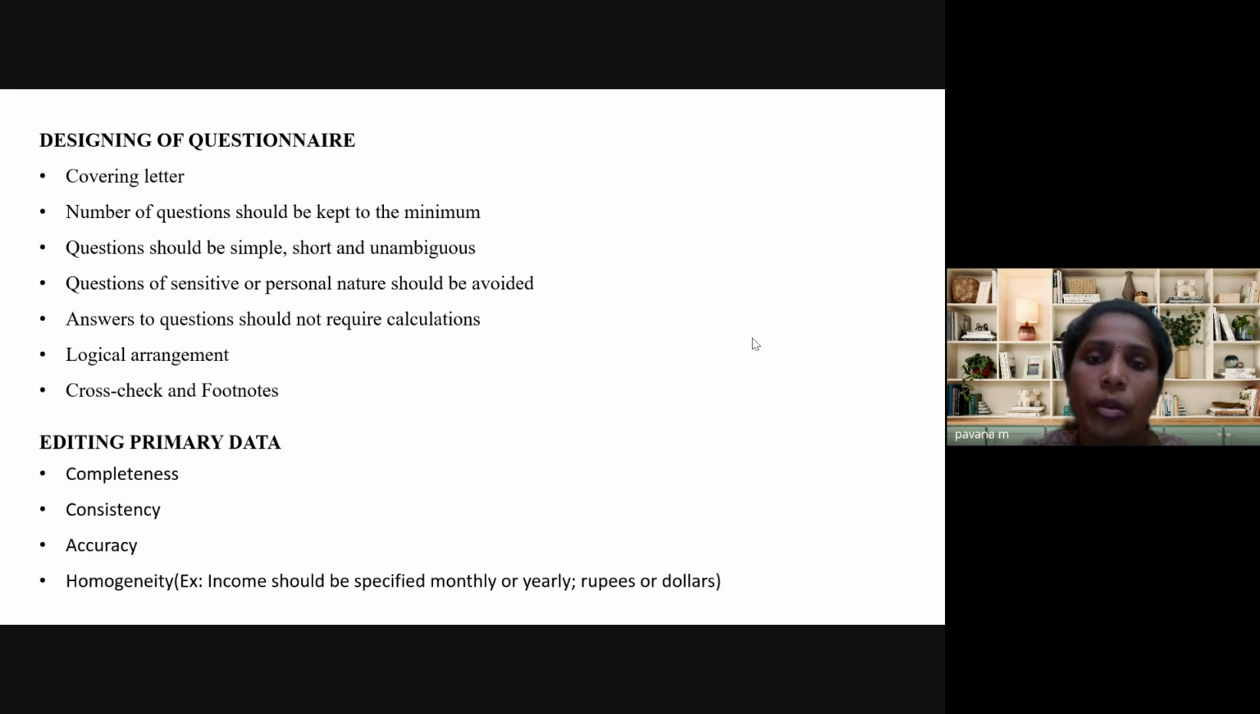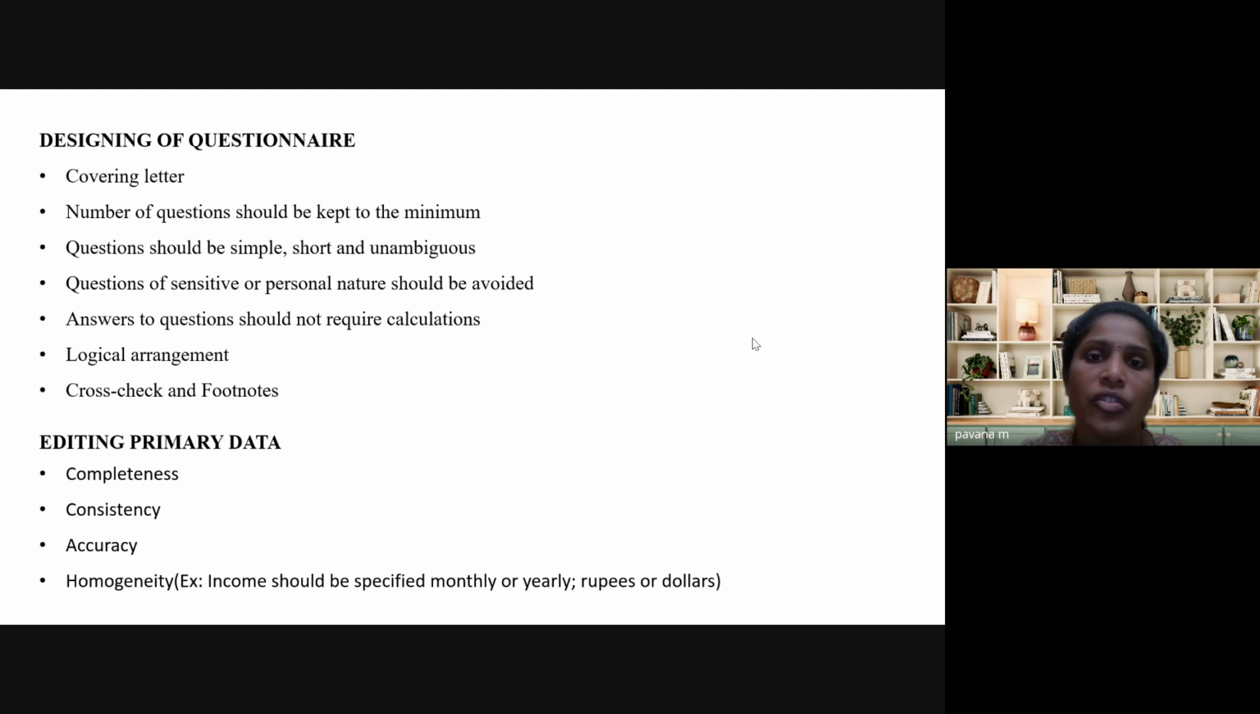That means after preparing a questionnaire, when you are sending it to the respondent, you have to prepare a covering letter. That covering letter must contain the purpose of the questionnaire, why that person has to respond to it, and what rewards you are giving the respondent for responding. Because without any rewards no one will respond, and if they are not responding, you can't get plenty of information.